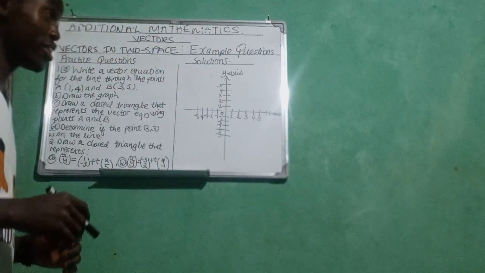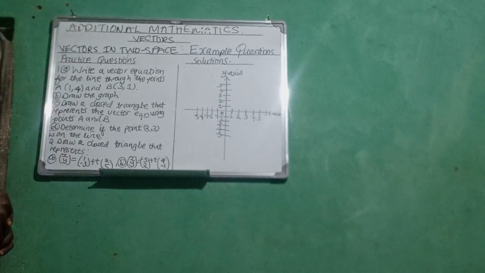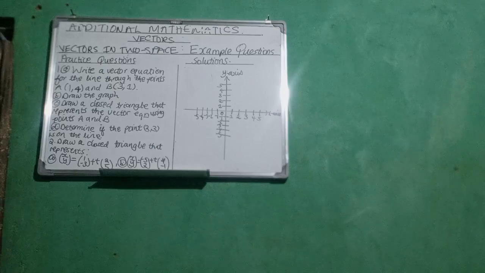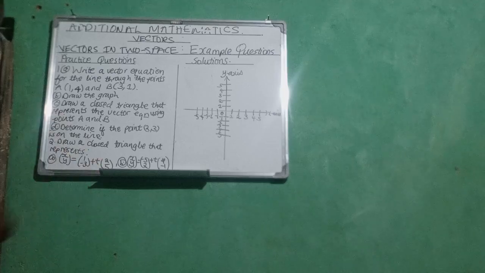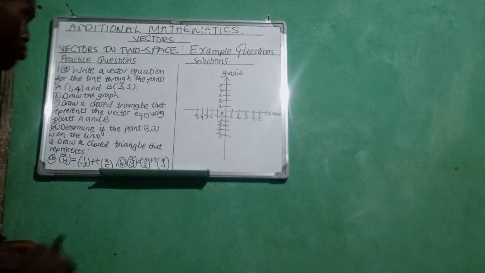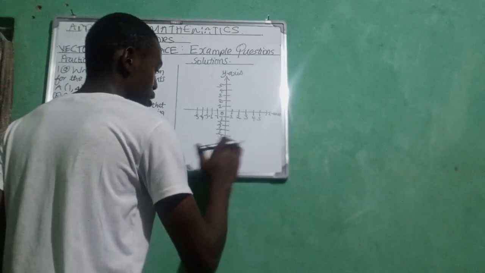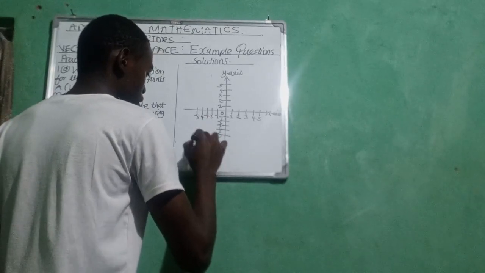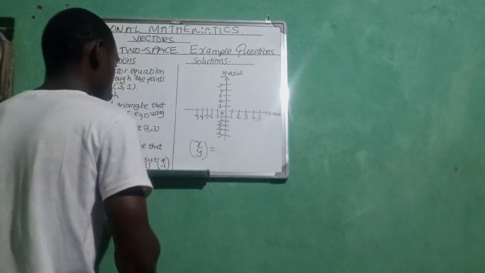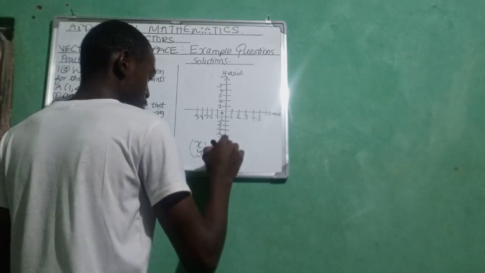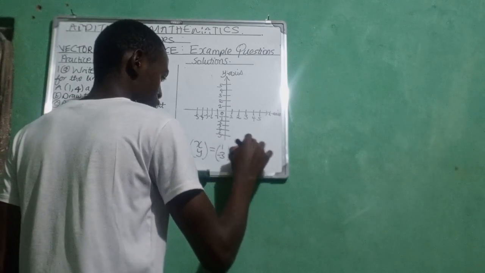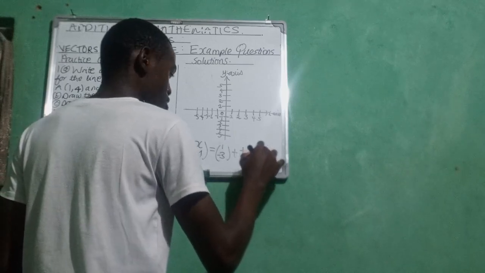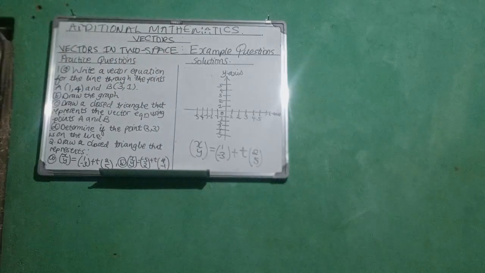This is additional mathematics, vectors in two space or two dimensions, example questions. This is question number 2a, which says (x, y) is equal to (1, negative 3) plus t multiplied by (2, 5). So let's write it here. (x, y) is equal to (1, negative 3) plus t multiplied by (2, 5). So this is your vector equation.